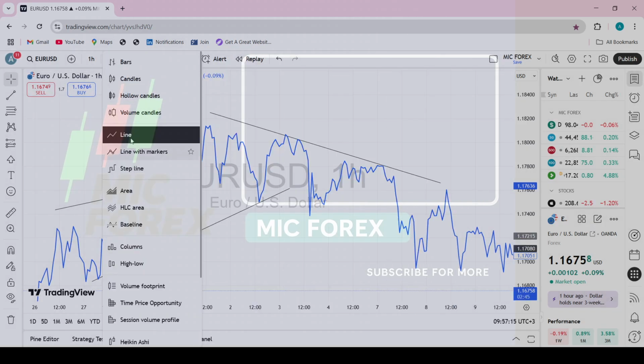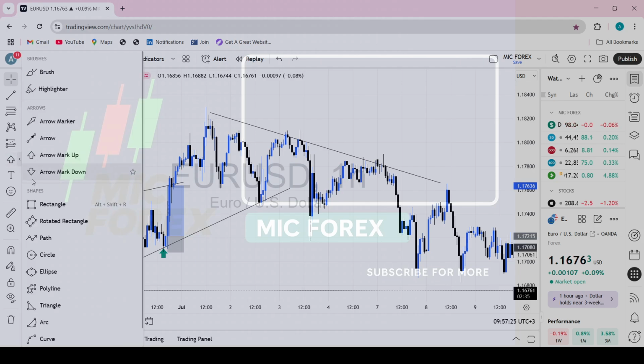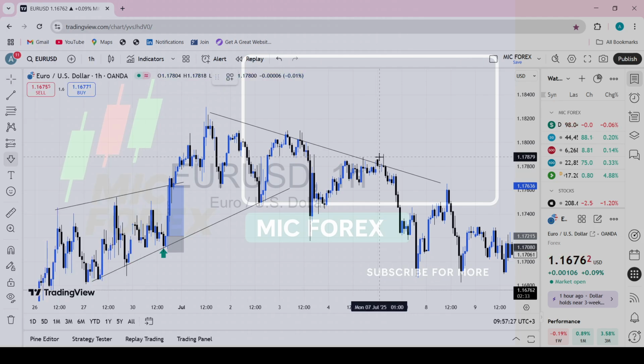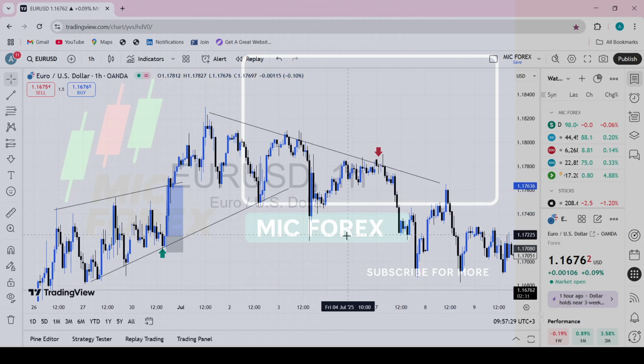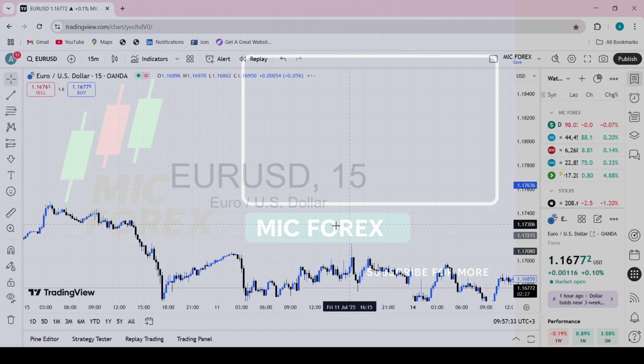We change this one to candles. So we can call this one touch 1, 2, touch 3. We want to manufacture a trade here. We want to see if we can get a trade at that point. Let's go to the 15 minutes time frame.